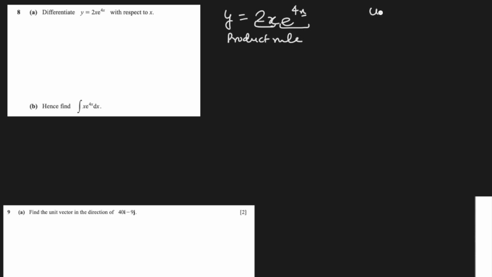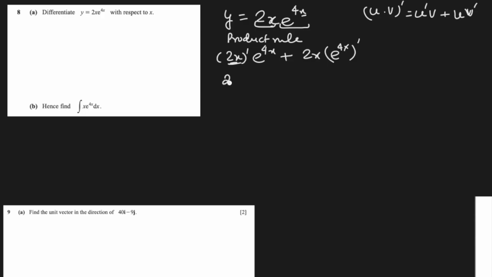What is the product rule? When u and v are multiplying and we have to differentiate, we differentiate u first, then add, and we differentiate v in the second one. The other one is untouched. That's what we will do here. So we differentiate 2x, but we do not touch e to the power 4x. In the second, we do not touch 2x, but we will differentiate e to the power 4x.